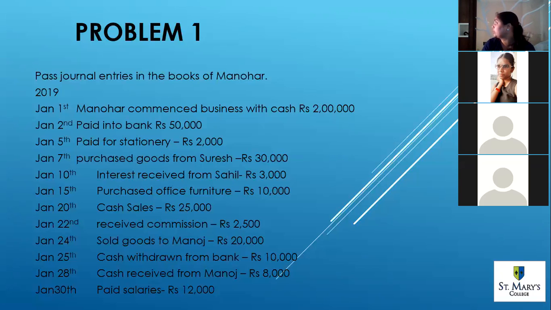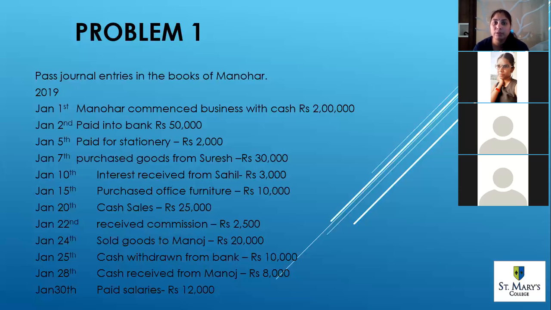So we'll move forward to the next transaction, January 7th. It says purchased goods from Suresh. So here, remember it says purchased goods from Suresh. So he is giving us the name of the person that we have purchased goods from, from Mr. Suresh. So because he is giving the name of the person, it is implied that it is a credit transaction. It is not a cash transaction. So that means there is no cash involved here. It is a credit transaction. We have purchased goods from Suresh and we are going to pay him the amount later. We are not paying him the amount now.